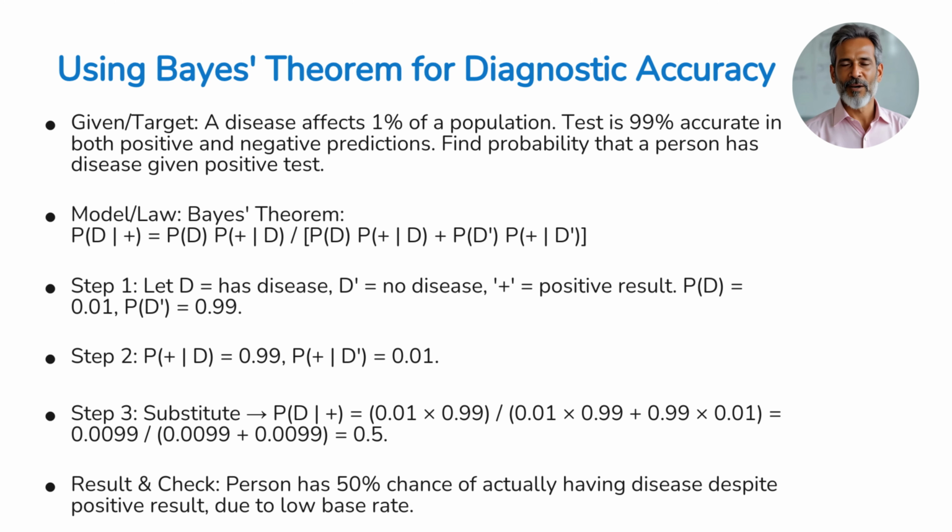Dividing numerator by denominator, 0.0099 divided by 0.0198 equals 0.5. So even with a positive test, the probability that the person has the disease is only 50%. This might surprise you, but it's due to the low base rate of disease in the population, creating a lot of false positives relative to true positives. Always remember, positive test results don't always guarantee disease, which makes Bayes' theorem vital for medical decision making.